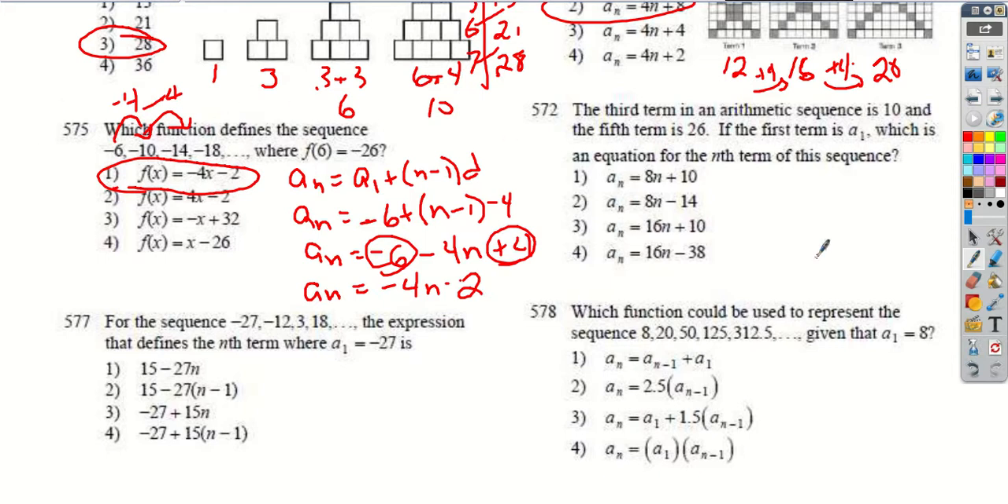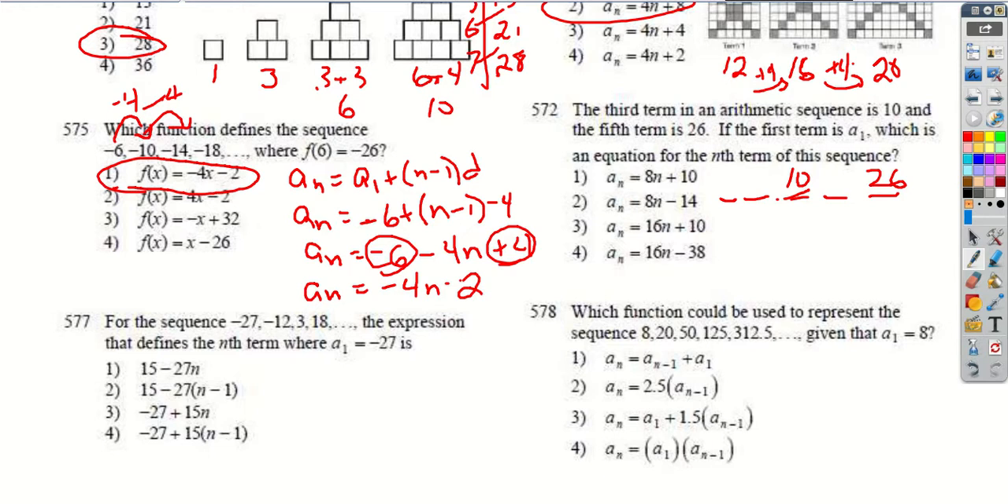All right, the third term of the sequence is 10. The fifth term is 26. First term a1 is in the sequence for the nth term, which is the equation for the nth term of the sequence. So if you know it's arithmetic, you can kind of go to third term is 10, okay, and then the fifth term is 26.